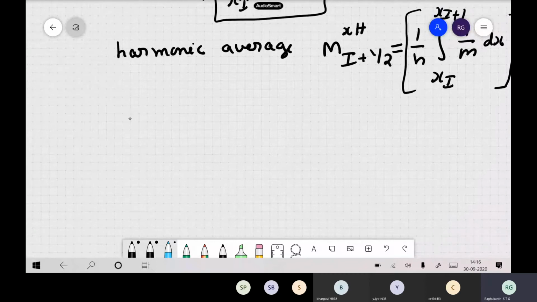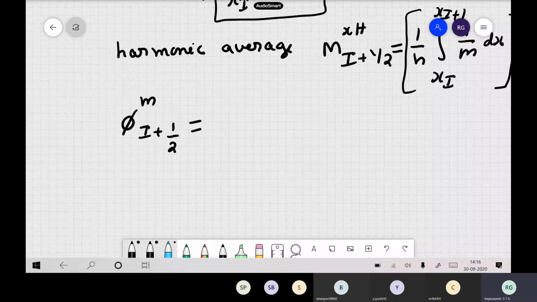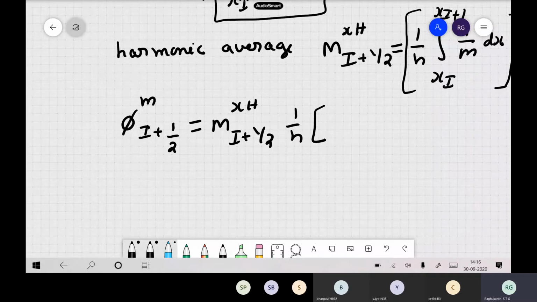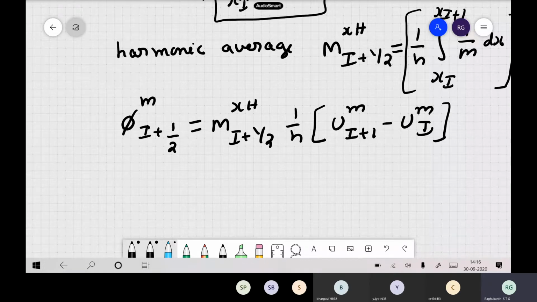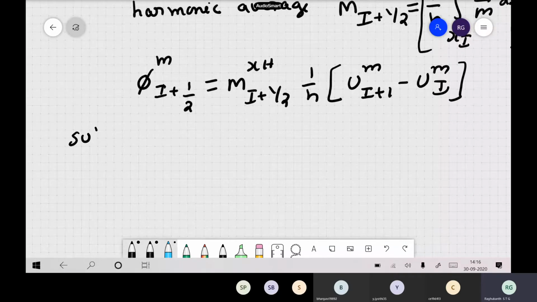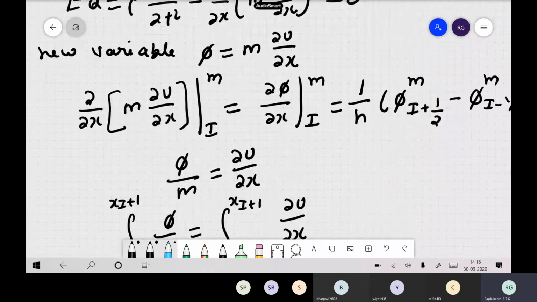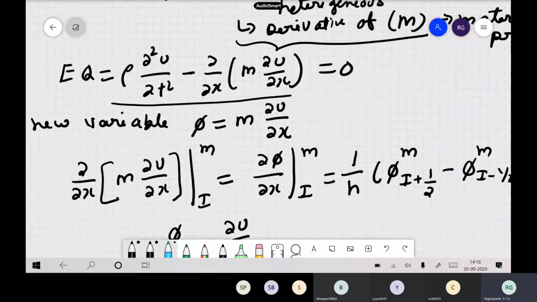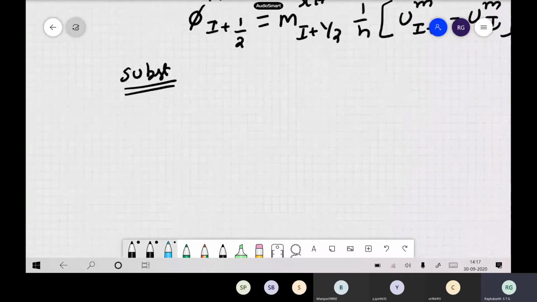So now, using this expression, your phi m at i plus 1 by 2 you can write as m harmonic, at i plus 1 by 2, so 1 by h, i plus 1 minus i. So this is our variable. Now you substitute your phi and all those things into the expression. You substitute this quantity in this equation, the final equation whatever we have here.